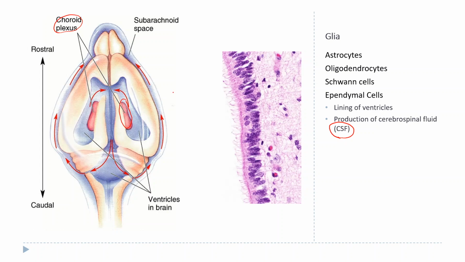But that fluid, again, helps distribute certain molecules around the brain, but it also acts as a cushion. So you can imagine the brain floating in this big sack of CSF, and it partly is there to help absorb energy. So if you hit your head real hard, some of that energy is absorbed by the fluid rather than the brain itself getting damaged.